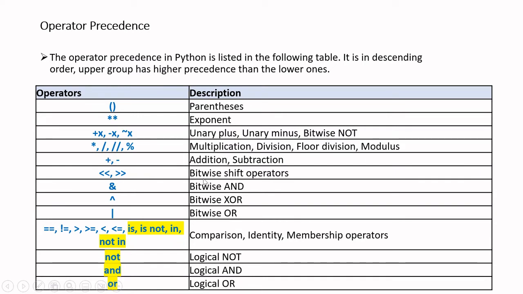Then we have plus and minus. We have bitwise shift operators, left shift and right shift. Then bitwise and, then bitwise XOR, bitwise OR, followed by all these operators. The highlighted ones are a little different, because in other programming languages you must have used the usual operators, but is, is not, the identity operators, in, not in, the membership operators, and the logical operators not, and, or. So these are the operator precedences.